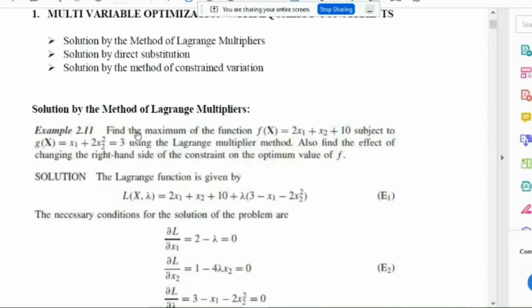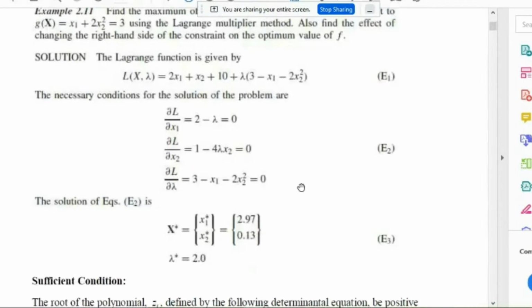After manipulating the given constraint into the form g of x equal to 0, we need to formulate the Lagrangian function, that is f of x plus lambda g of x. If only one constraint is there, it is lambda 1 g1 of x. If two constraints are there, plus lambda 2 g2 of x. If three constraints are there, lambda 1 g1 of x plus lambda 2 g2 of x plus lambda 3 g3 of x, and so on, up to lambda m gm of x for m number of constraints. In such a way the Lagrangian function can be continued.